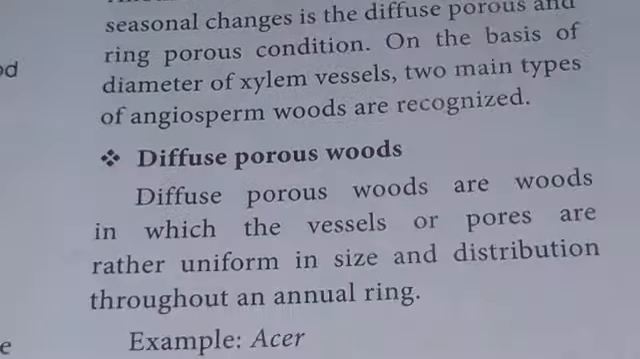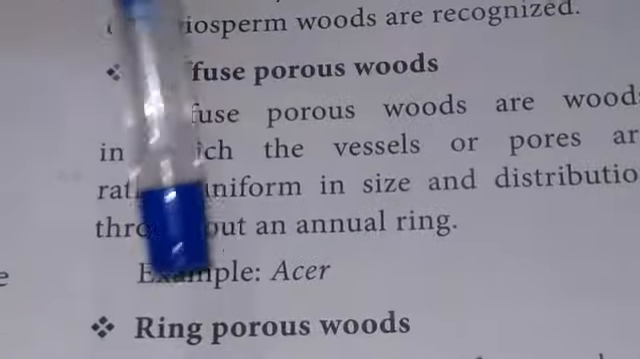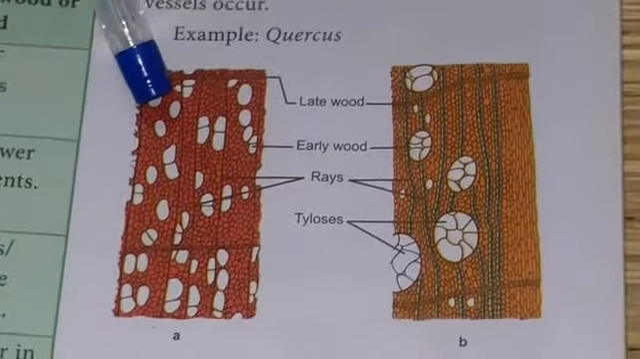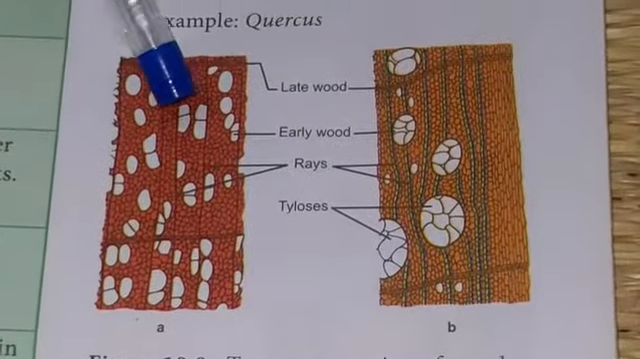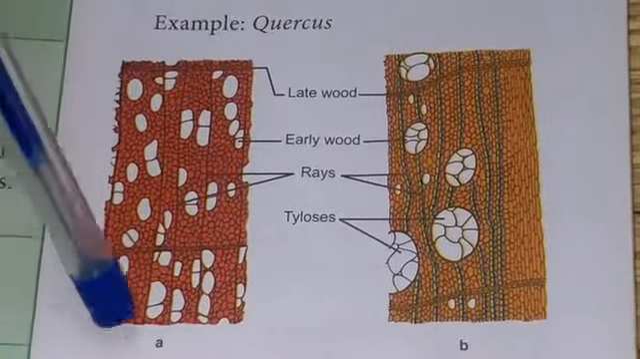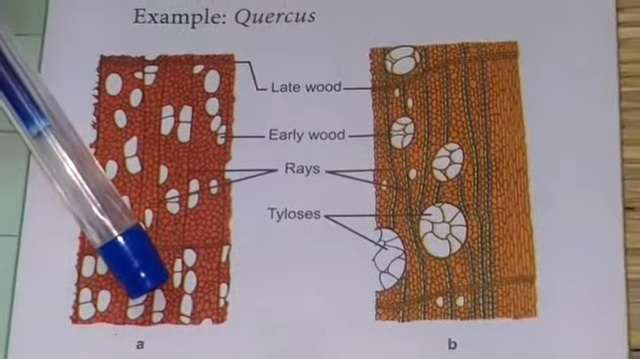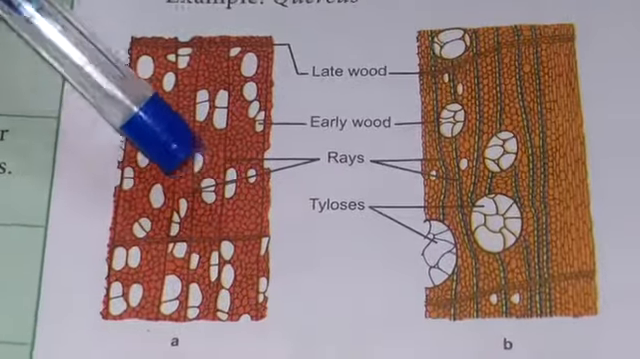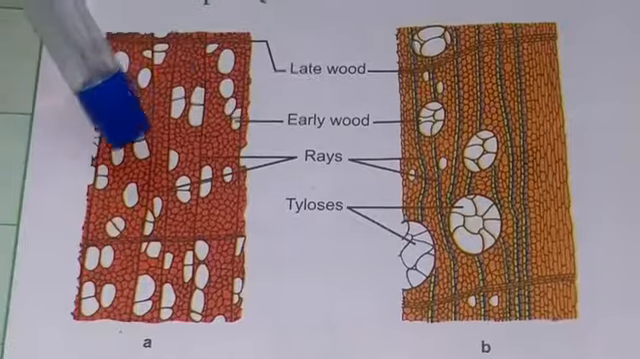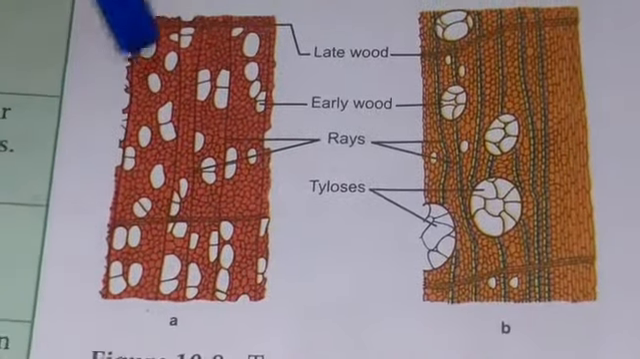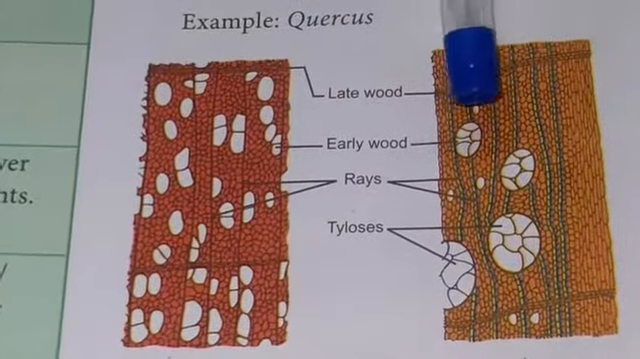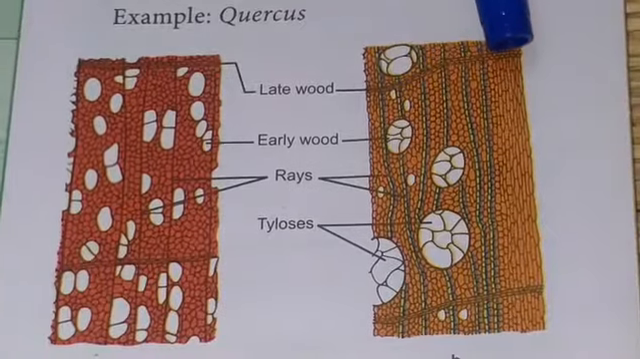In diffuse porous wood, the vessels or pores are rather uniform in size and distributed throughout the annual ring. Example, Azadirachta. In ring porous wood, the pores of the early wood are distinctly larger than those of the late wood.